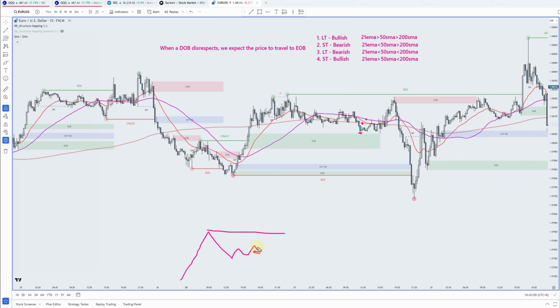And what you are looking for is another break-up structure. Look here. You are waiting here because you are in short-term bearish. You are not going to buy. Price rejected. You are still not bullish. Still not bullish. You are not buying.